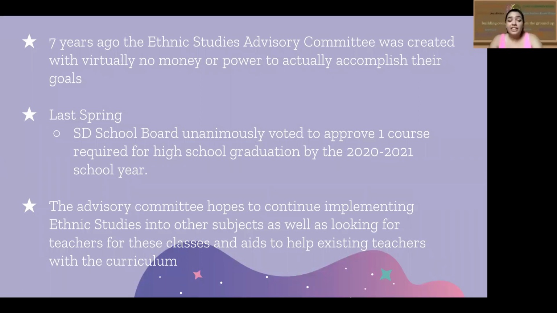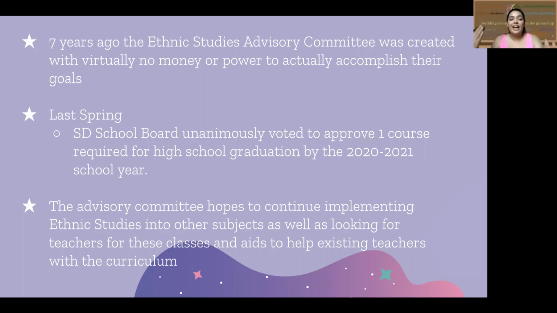So 7 years ago now, they created the Ethnic Studies Advisory Committee after the Association of Raza Educators going to school board, going to press, going to everyone pushing for this stuff. The school district decided to create this advisory committee in order to accomplish what they wanted to, but they gave them virtually no money or power to actually accomplish their goals. So at that point, it kind of just felt like a way to get them to shut up, to stop trying to implement this, to just get them to go away, be like, I gave you this committee, so problem solved. But of course, they weren't gonna stop there.